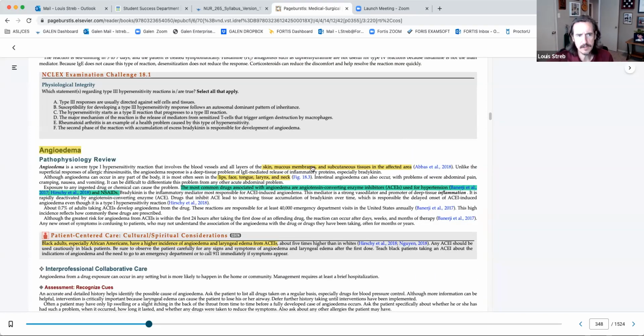All right, let's go into the first part. Angioedema is a severe reaction that involves your blood vessels, your skin, your mucous membranes, and subcutaneous tissue, things of that nature.